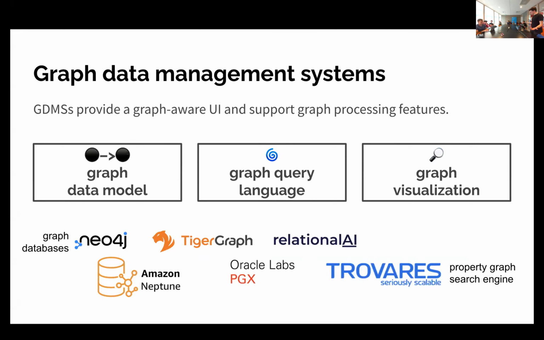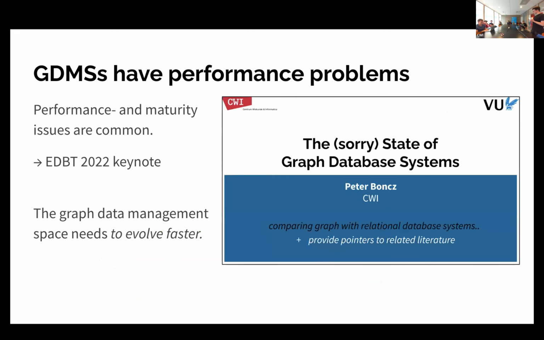So this is all good and well, and users seem to like these systems, but regrettably, graph data management systems have serious performance problems. And this is not a secret. This year at EDBT, Peter gave a keynote titled "The Sorry State of Graph Database Systems," and it is indeed the consensus that these systems have much to improve regarding performance and maturity. And I believe this should happen really fast. Otherwise, these systems will just fade into obscurity because users get bored with their problems.